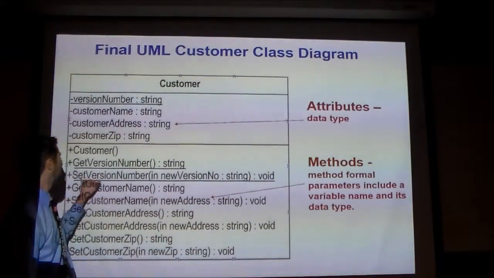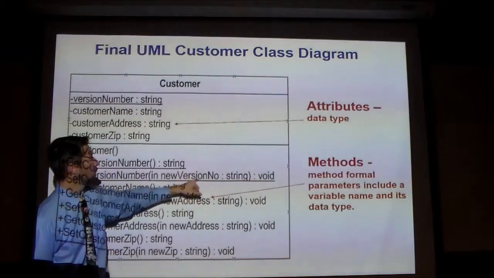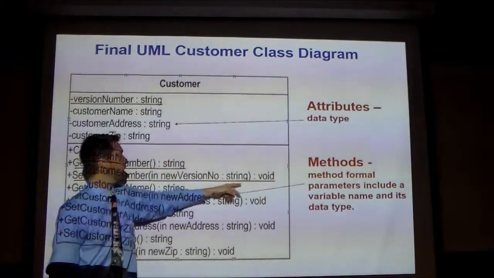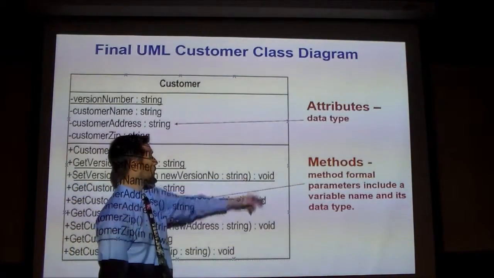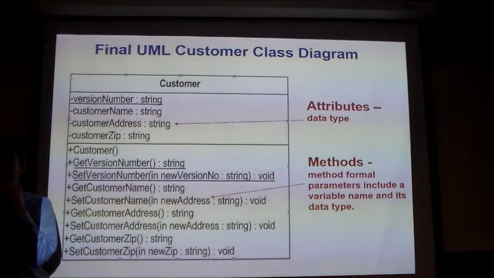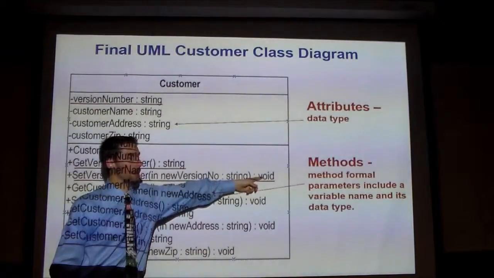You can put in the type of data that's passed in. Notice that for set version number, we're going to be sending in a variable called new version number, and it's of type string. And then at the end of this, there's this colon here that says void. What does the word void mean? You've seen that a lot. Empty? Yeah, it means nothing. So it means send back nothing.